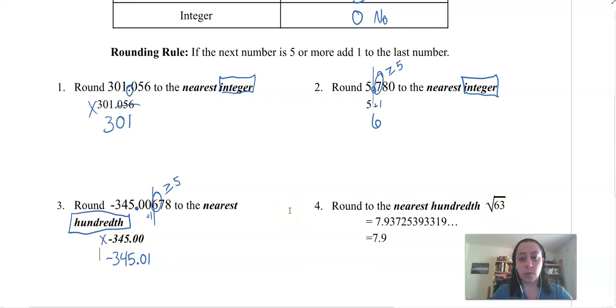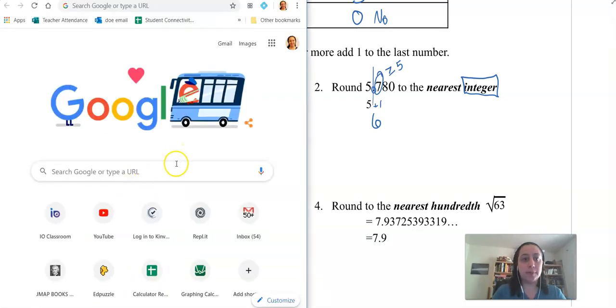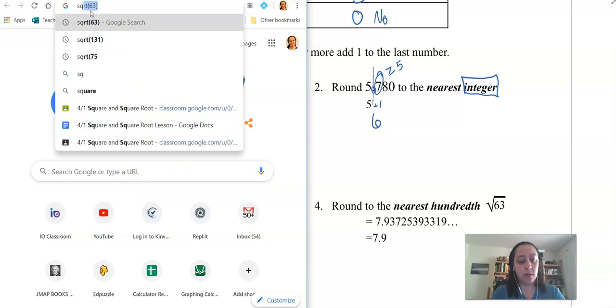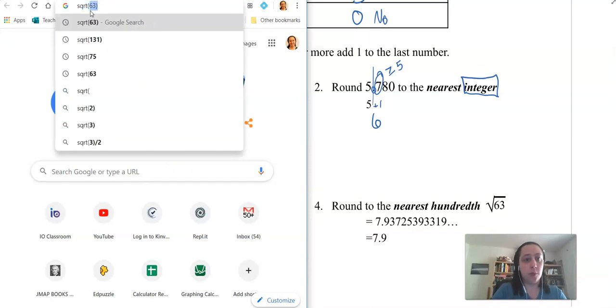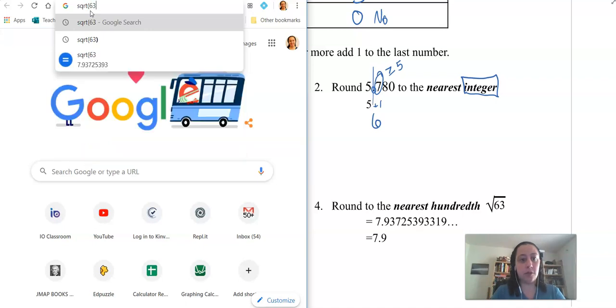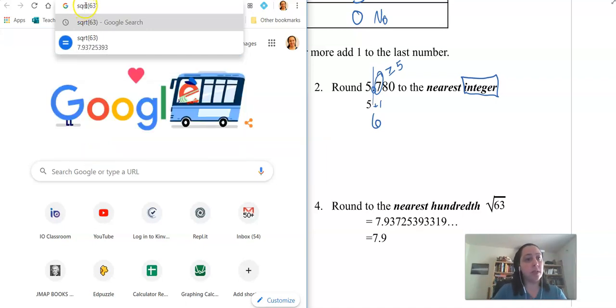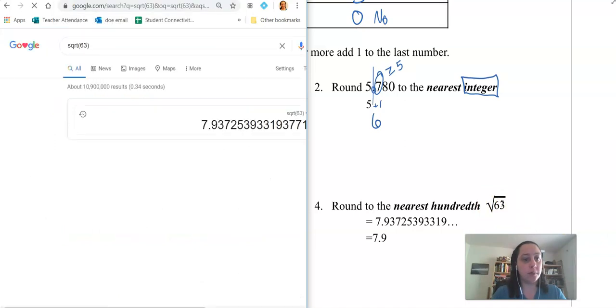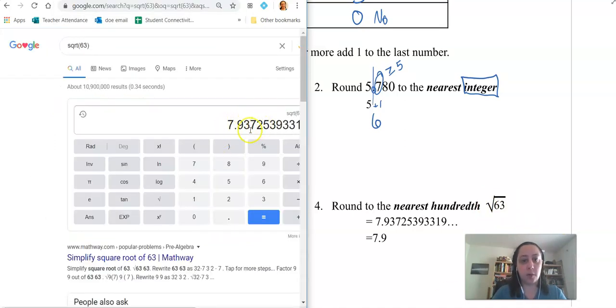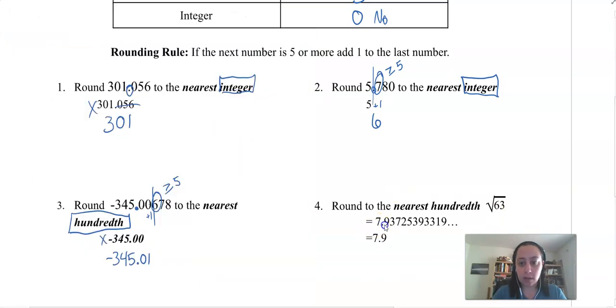Now, round to the nearest hundredth, square root of 63. So to do this, we're going to need to find out what the square root of 63 is. Now you can do it on your calculator, but since some of you don't have calculators at home, I'm going to show you how you can do it in Google. So here's Google. I'm going to type in SQRT parentheses 63. SQRT stands for square root, and 63 is the number we have over here. So if I press enter, it actually just tells me that number right away. So that's how they got this number here.